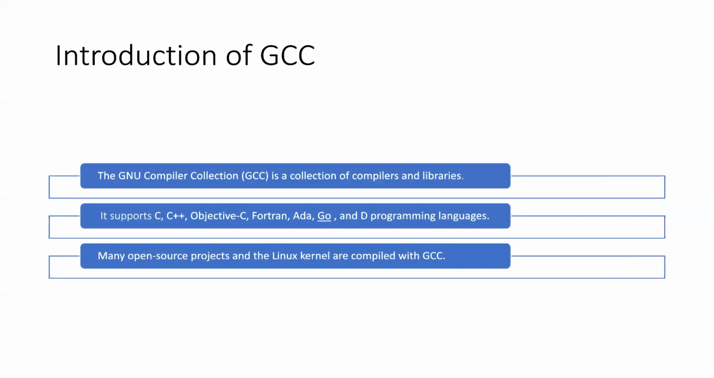Introduction of GCC. GCC is the GNU Compiler Collection. GNU means GNU's Not Unix, and the G is silent. So not Unix compiler, not Unix because it is free and open source. I already told you Unix is not open source, it is not free, and that is why Linux is open source and free. So GCC is a collection of compilers, and other libraries are there in GCC, right?